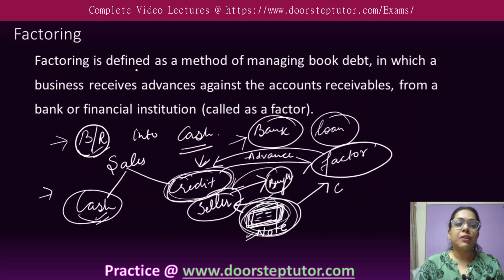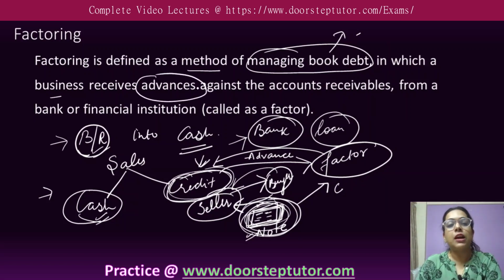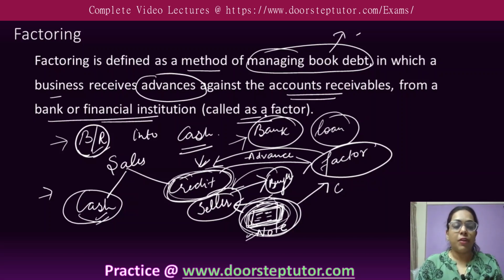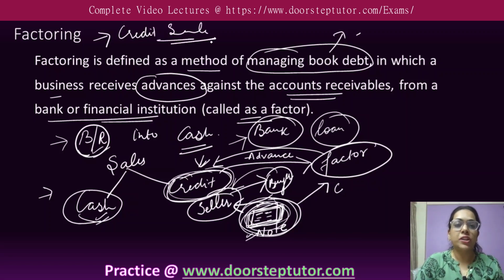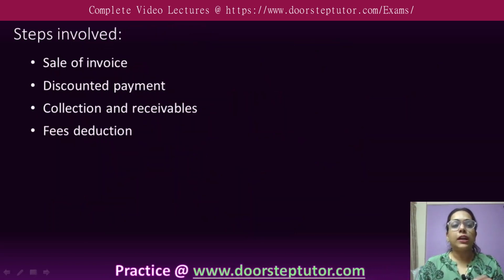So what is factoring? Factoring is defined as a method of managing book debts, that means your debtors, in which a business receives advances against its accounts receivable from a bank or financial institution, which is known as a factor. So one can say that in factoring, the company is converting its credit sale into a cash sale in no time. Next is the steps involved in factoring.